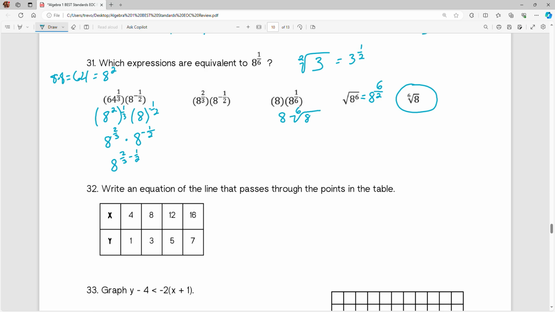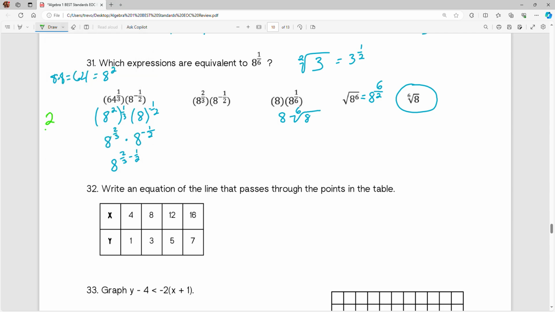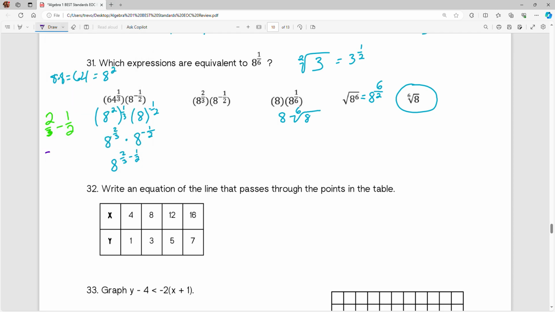which if we rewrite this with common denominators, I'm going to use a different color over here, 2/3 minus 1/2. And I'm going to put on my very best fifth grade hat here. And I'm going to say, okay, in order for me to subtract these fractions, they have to have the same denominator. So to find out what my denominator is, I can just multiply 2 times 3 to give me a new denominator of 6.